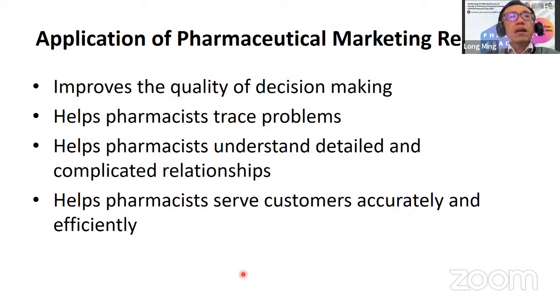It helps pharmacists understand detailed and complicated relationships. For example, if you want to do conclusive research to determine the relationship or the correlations. We're going to further discuss these complicated relationships. And in this way, we have better knowledge that we can translate into information for our client.